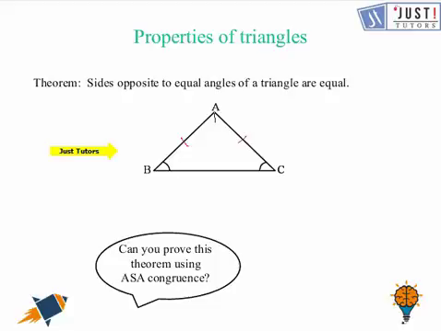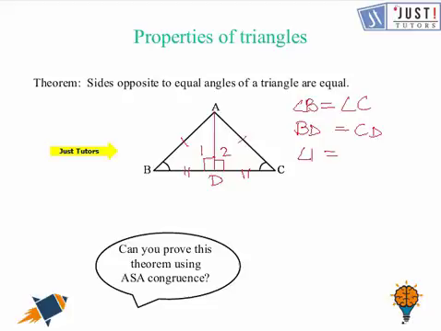First we'll begin with a small construction, which will be a perpendicular bisector from point A on BC at point D. As this is a perpendicular bisector, BD equals CD and this angle equals 90 degrees. So in triangle BAD and triangle CAD, we know that angle B equals angle C, that's given to us. BD equals CD by construction, and angle 1 equals angle 2. They both are 90 degrees.